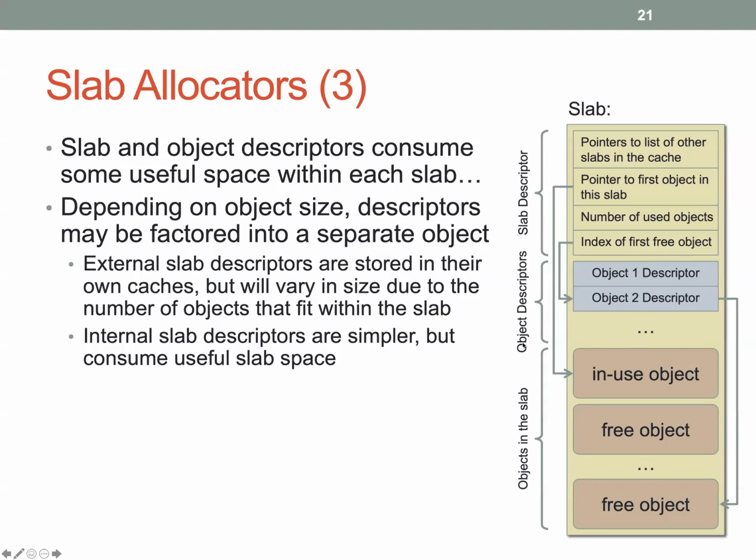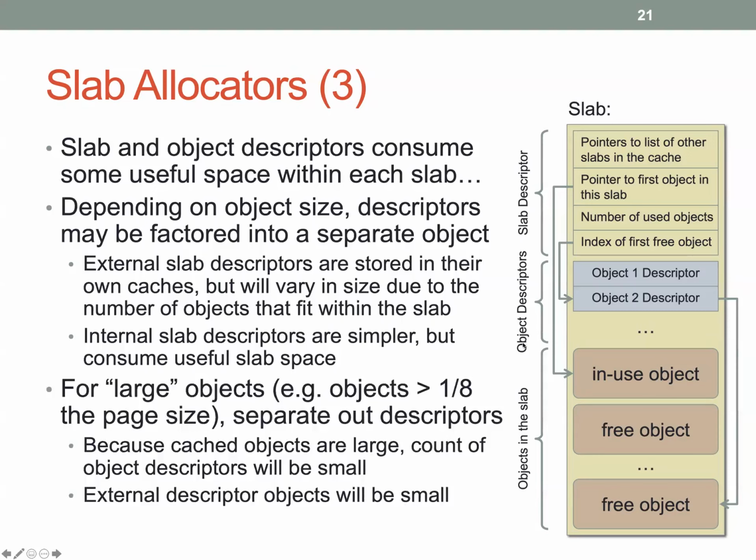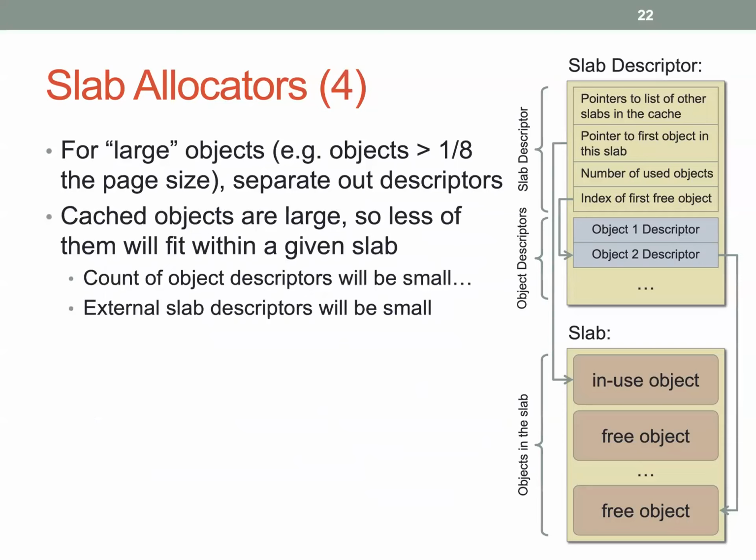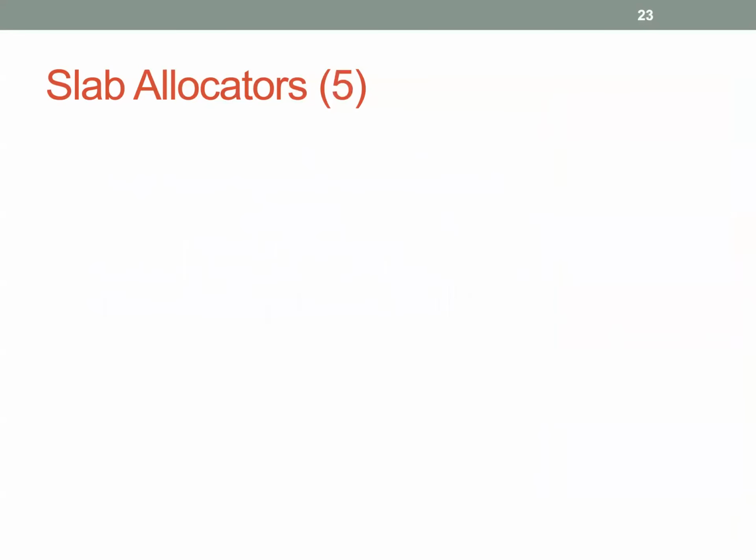Okay. So as I say on the slide, you may actually factor out this descriptor information into a separate object. It really depends on the size of the objects that are being stored in the slab. In particular, if objects get above a certain size, then the descriptors are factored out because we want to try to pack as many of these objects into the slab as possible, and the descriptors eat up some of that space. Okay. So we have this descriptor separated out, and you can see the slab itself is going to be just fully packed with objects.